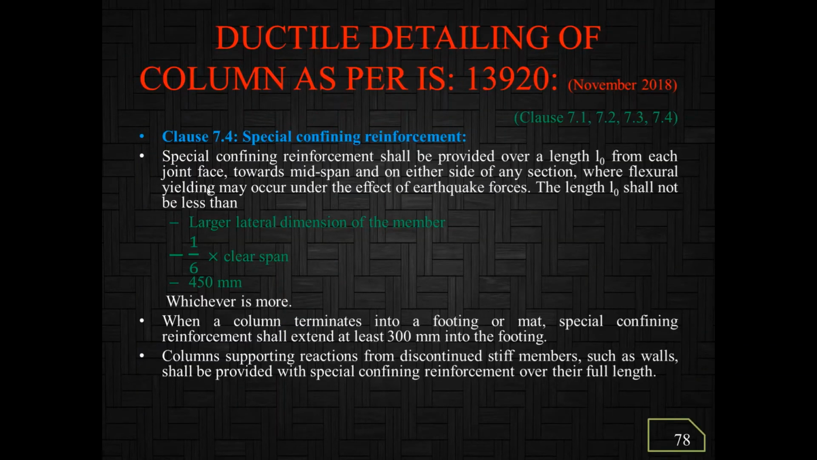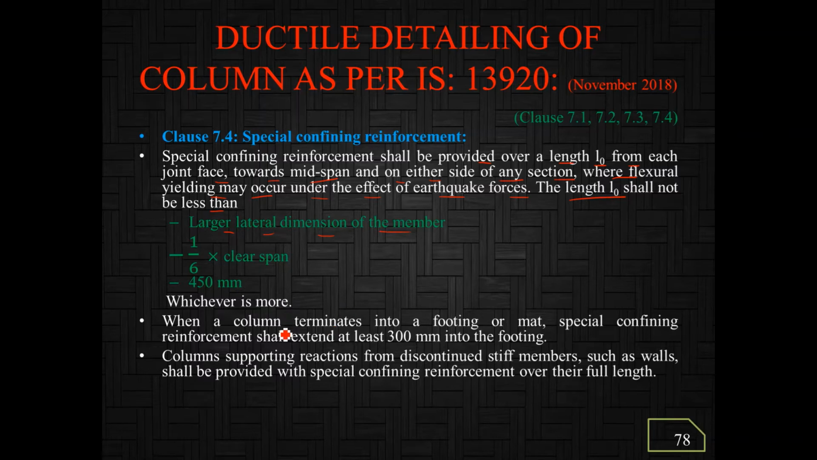Now we have clause number 7.4, special confining reinforcement. Special confining reinforcement shall be provided over the length L0 from each joint face towards mid-span and on either side of any section where flexural yielding may occur under the effect of earthquake forces. The length L0 shall not be less than the larger lateral dimension of the member, and 1/6 of clear span, and 450 mm, whichever is more.